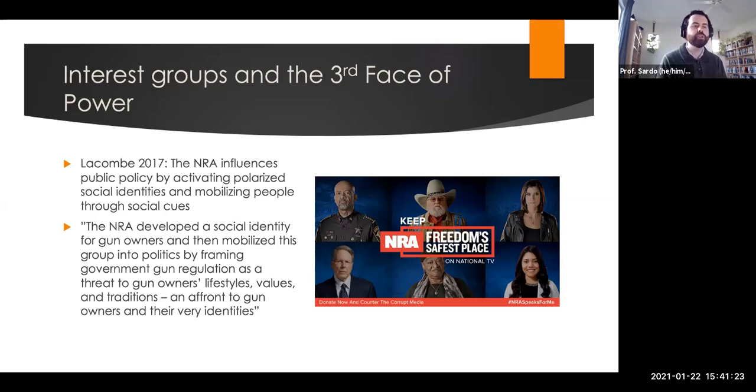He's focusing on the National Rifle Association, and how it tries to influence policy not simply by mobilizing resources, but by trying to activate a certain polarized social identity and mobilizing people through social cues. As he writes, the NRA developed a social identity for gun owners and then mobilized this group into politics by framing gun regulations as a threat to gun owners' lifestyles, values, and traditions, an affront to gun owners and their very identities. It's not just about trying to mobilize donations or voters, but that there's a prior thing happening, this ideological power in which they're trying to cultivate a certain sense of values and culture and social identity, such that any sort of gun regulation, no matter how simple, is perceived as a threat to that identity.